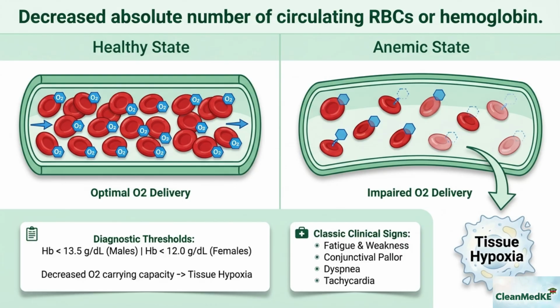Anemia is fundamentally a decreased absolute number of circulating red blood cells, or hemoglobin. While a healthy state ensures optimal oxygen delivery to tissues, an anemic state results in impaired delivery, leading to tissue hypoxia. Diagnostically, we look for hemoglobin levels below 13.5 grams per deciliter in males and 12.0 grams per deciliter in females. Clinically, patients often present with fatigue, conjunctival pallor, dyspnea, and tachycardia.